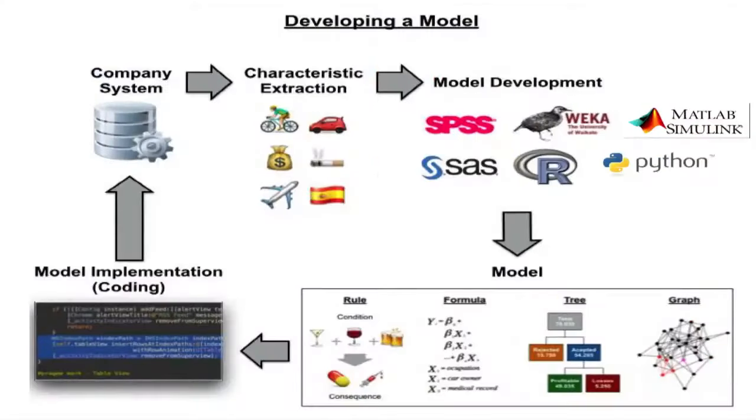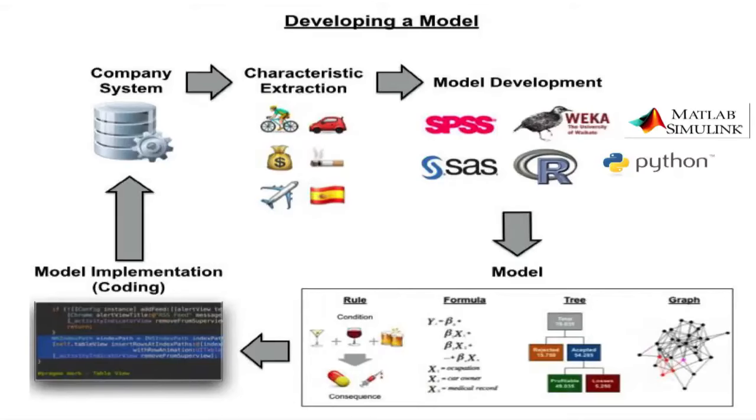So how is a model actually developed inside a company? Well, a model is developed first by extracting some characteristics. We're going to discuss later what the characteristics are, but it can be if you use a bike or car, if you smoke or if you have a lot of money, if you fly, or if you're Spanish, English, American, or Indian, and so on.